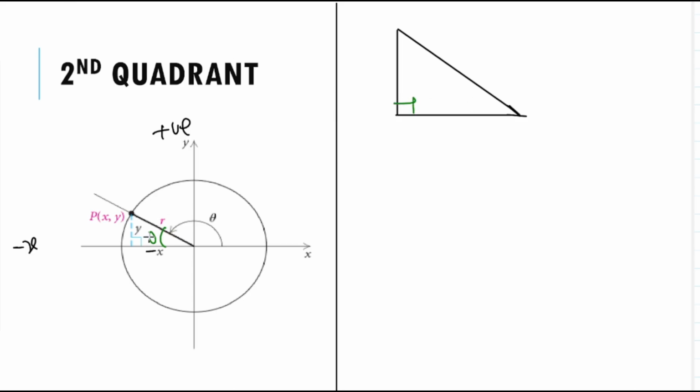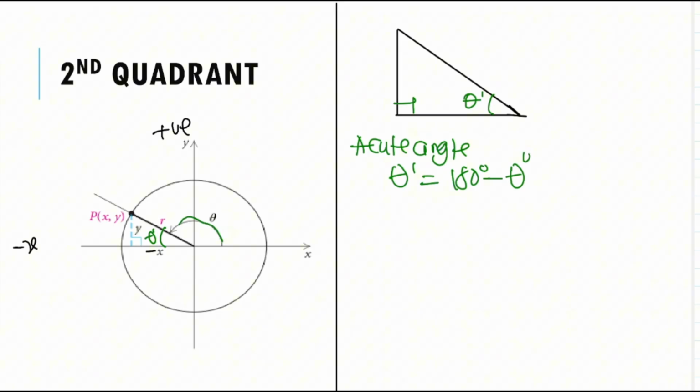So our theta prime will be here. We have theta prime here, and you know that the acute angle, which is the reference angle, theta prime, equals 180 minus theta, because this is where the rotation follows and ends. So this one will be 180 minus theta, and x is negative, y is positive, r is positive, and then we can take the definitions.